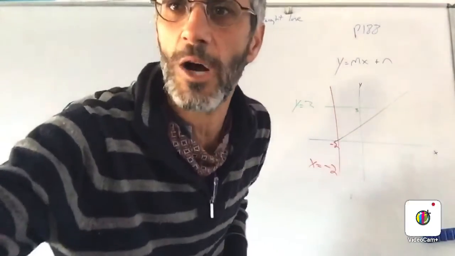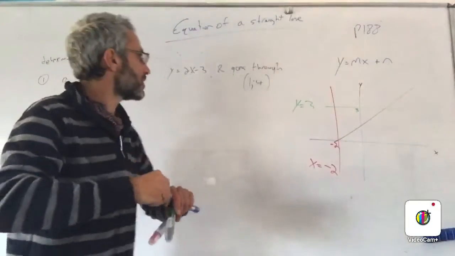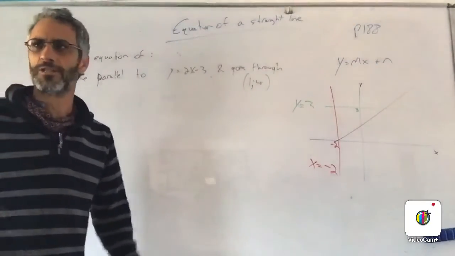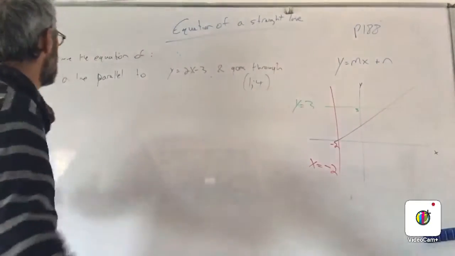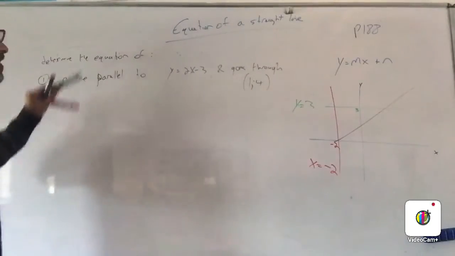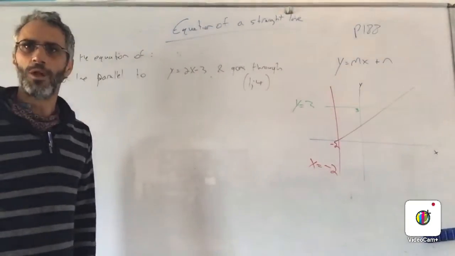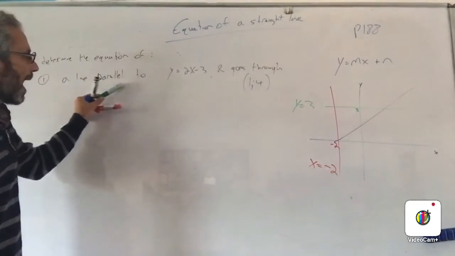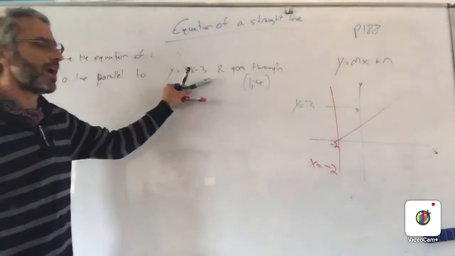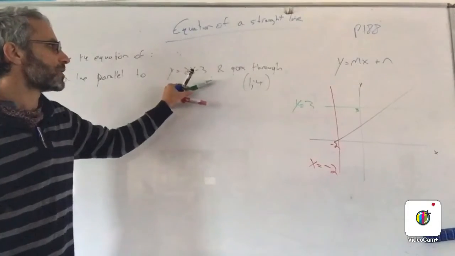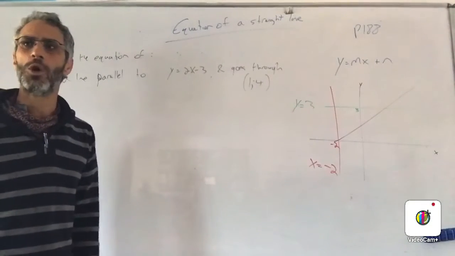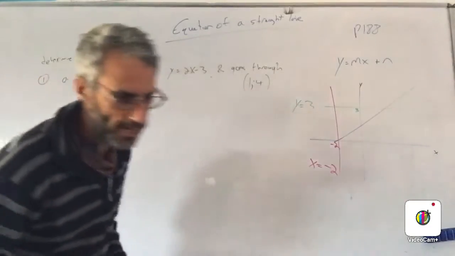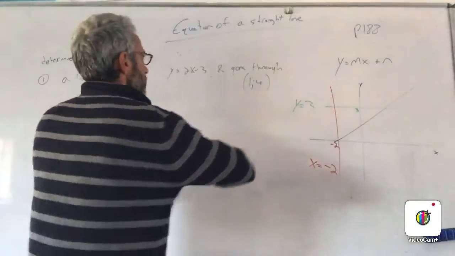Let's do our first example. Again, this is the first proper question, and we've done stuff like that in grade 10. I want to find the equation of a line. What do we know about that line? The line is parallel to the line y equals 2x minus 3, and it goes through the point (1, -4). Okay, is it minus 4? Yes, let's go with what they give.